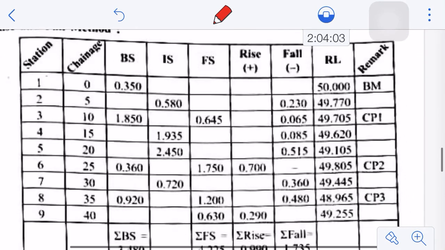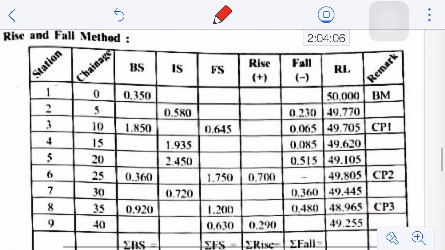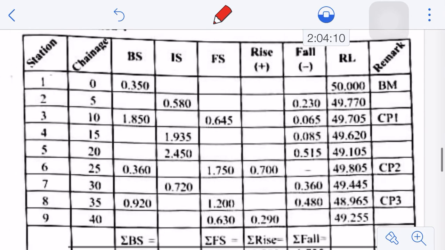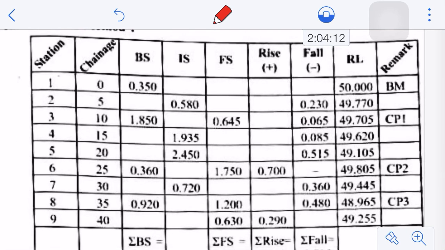Now the second method is your rise and fall method. Again, this is a method where we are not interested in calculating height of instrument, but we will identify whether it was rise or fall by comparing the two different staff readings. So simply we have to copy the same readings for your station, chain, and BS, IS, FS from the above table. Instead of HI, now you see there are another two columns, rise and fall. Rise is indicated as plus and fall is indicated as minus, to compute your RL.